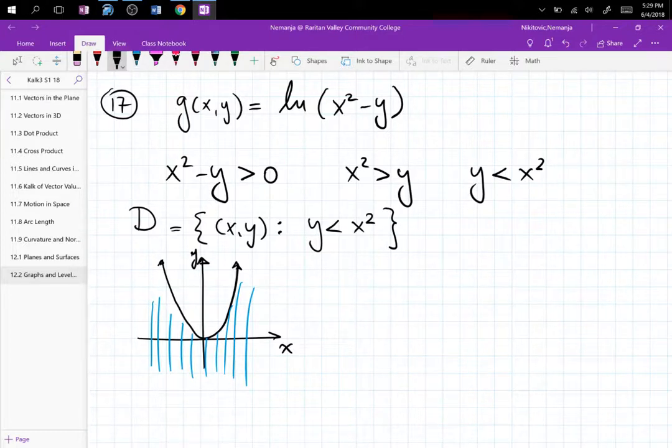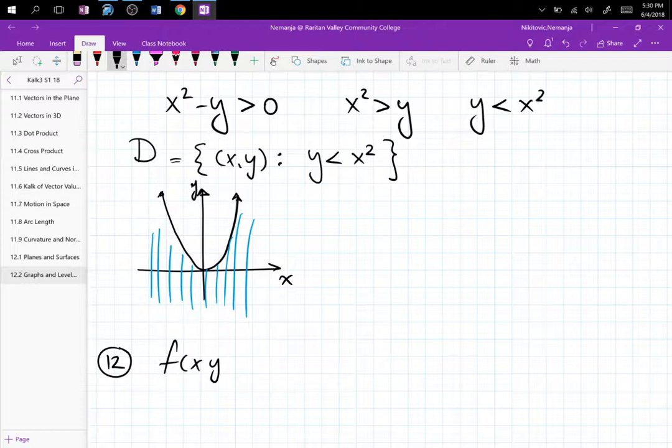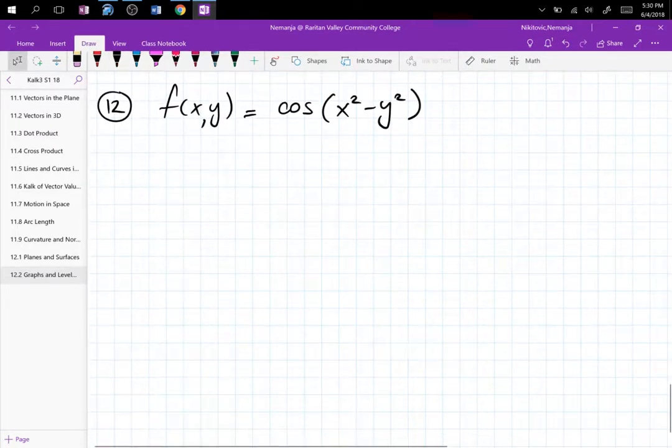All right, one more for domains. We should get something a bit spicier. So how about the cosine of x squared minus y squared? How cool is that?